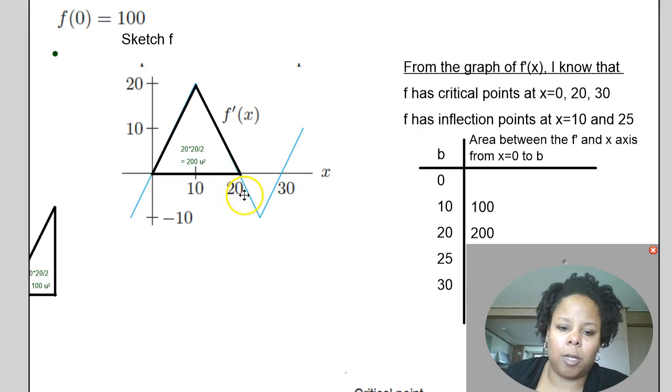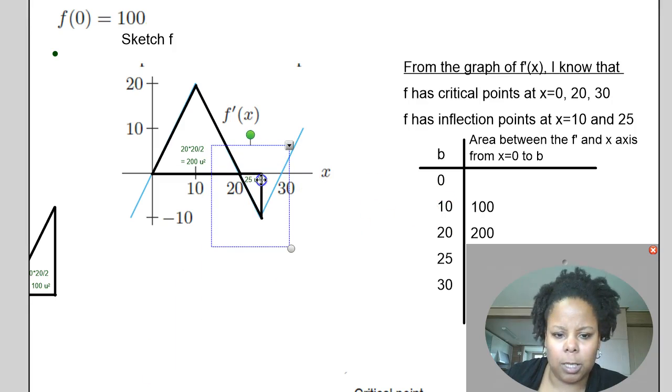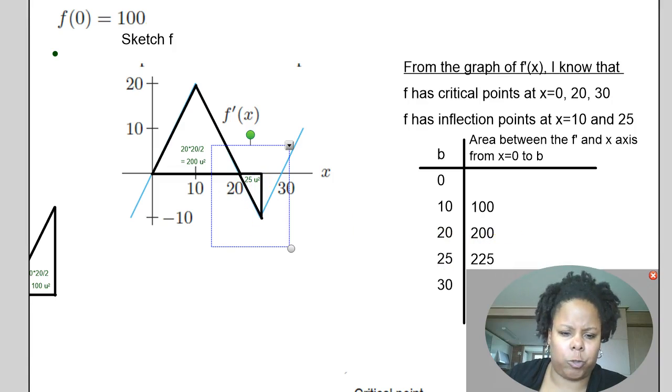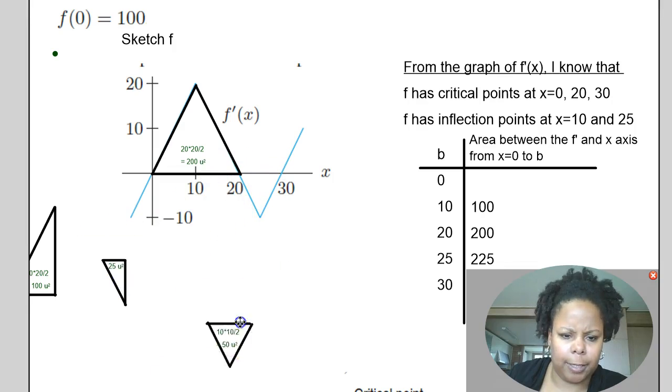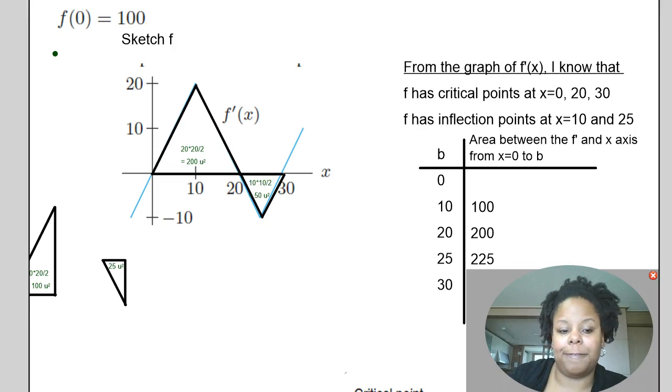And then we get from 0 to 25. Well, this is a triangle that results. And if I add up the areas, I get now 225. And then from 0 to 30, I add up this and I get 250.